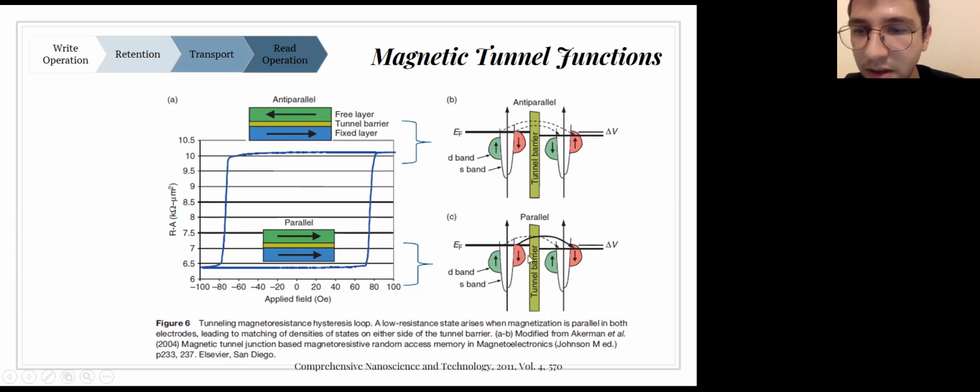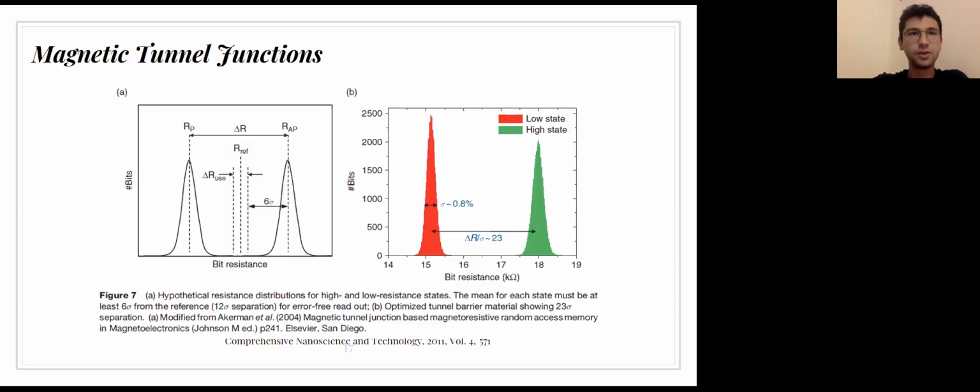Here in the parallel one, we see a high probability of the electrons spinning in the same orientation being able to go between, for example, the up spin and the down spin. So we see a high probability of finding the electrons in the low spin states because of the tunneling effect, but this is not observed in the anti-parallel one because we have the opposite directions of the spins. Okay, I can go on.